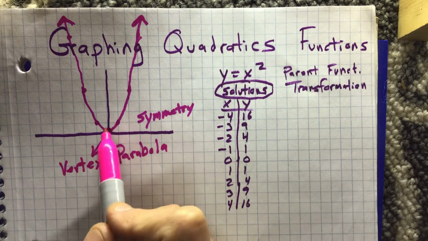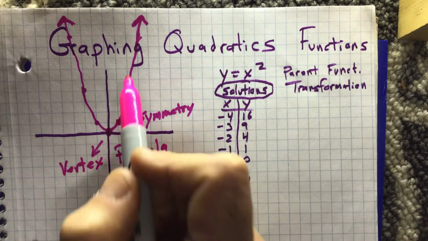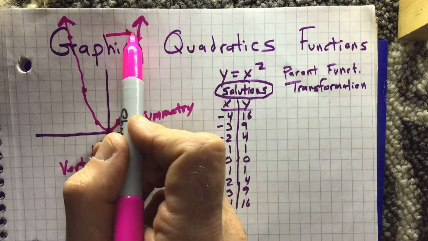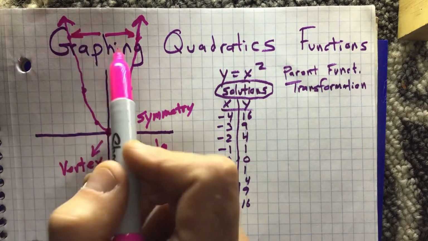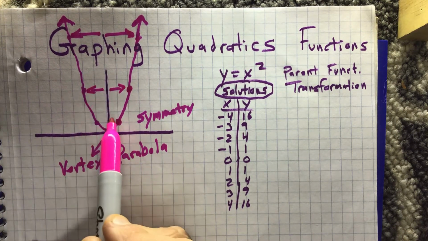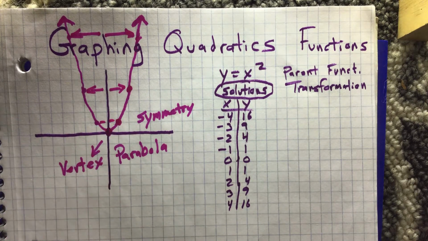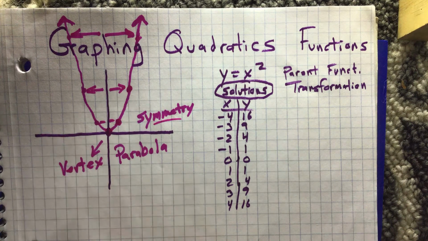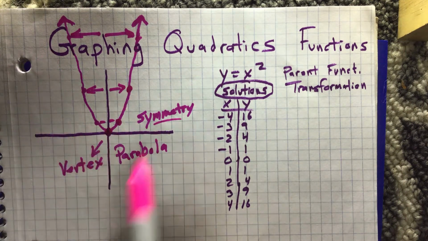When you're graphing, you start here, and you could just list solutions on one side, and then you know the mirror image on the other side is exactly the same distance from this axis. So this is 2 steps to the right, 2 steps to the left, 1 step to the right, 1 step to the left. So it has symmetry. It's symmetrical. One side matches the other. This point is called the vertex, and the shape is called the parabola.